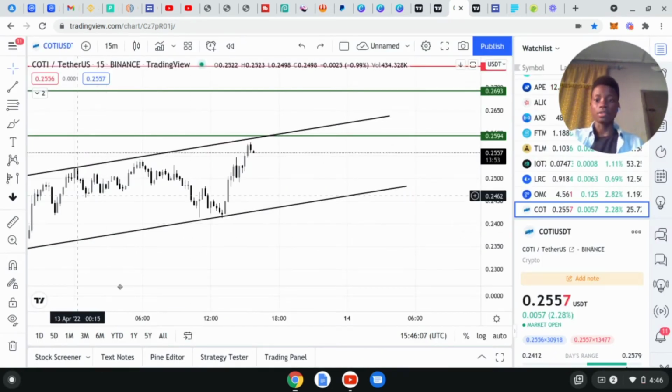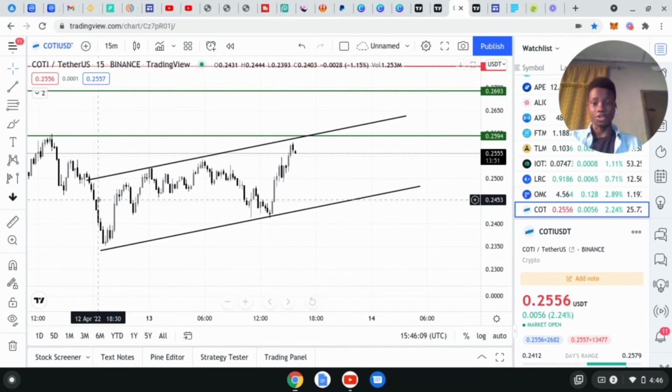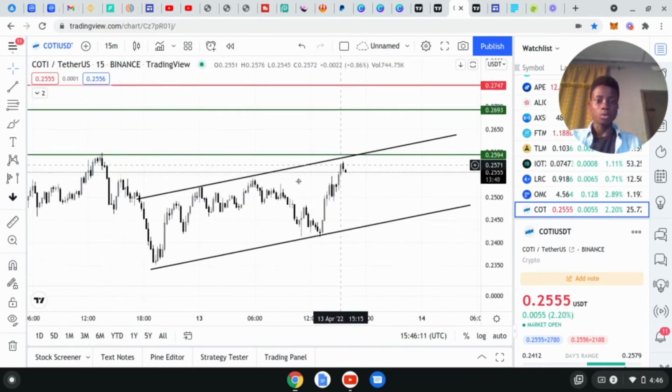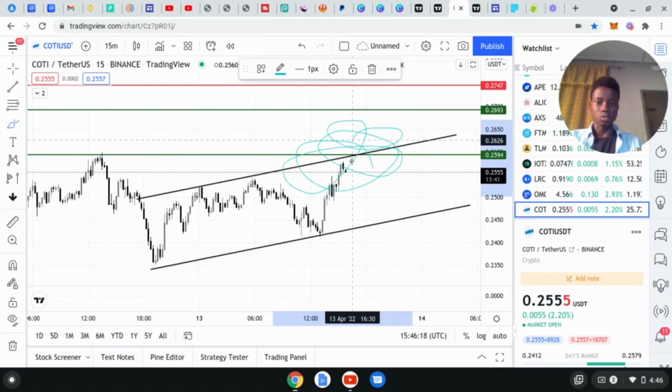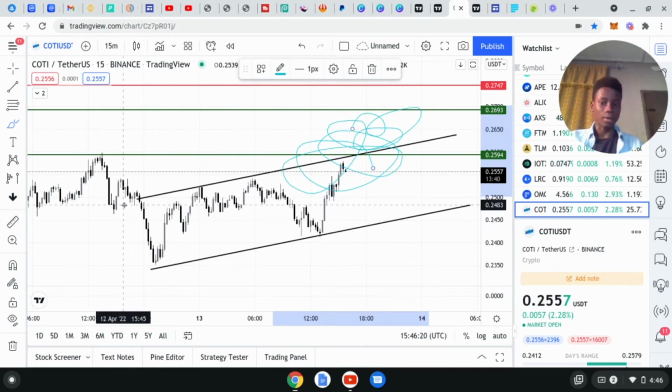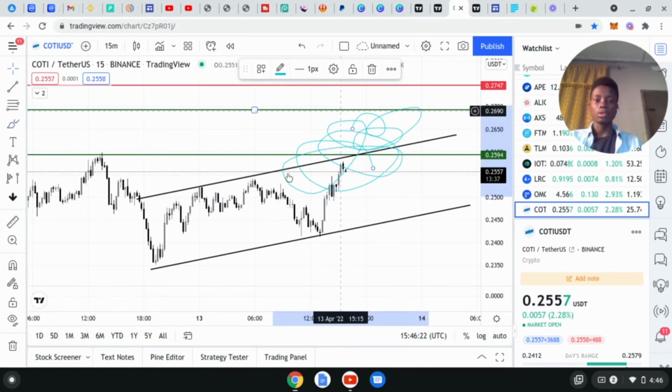How conservative you are and how aggressive you are as a trader, that's what will depend on how you enter. So as it is now, it seems Coti is rejecting from this resistance place, which also matched with our volume profile on the 1 hour time frame, if you can remember. So it seems Coti is rejecting from there.